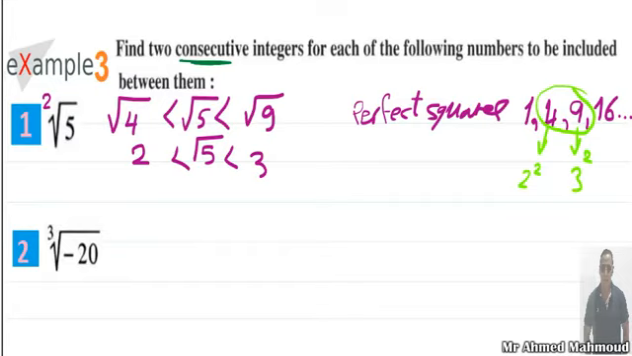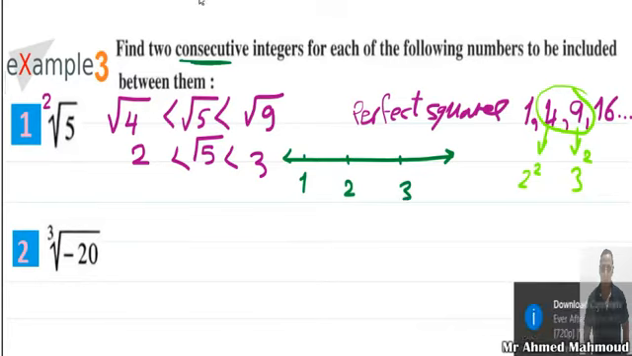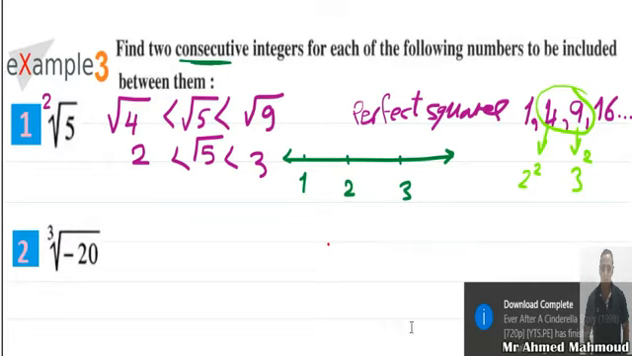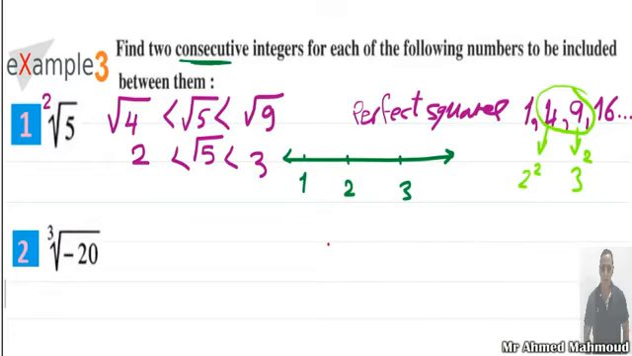If I need to represent this one on the number line, but this is not required, like this: 1, 2, 3, you will find that square root 5 is included here in this position. But this operation is not required.